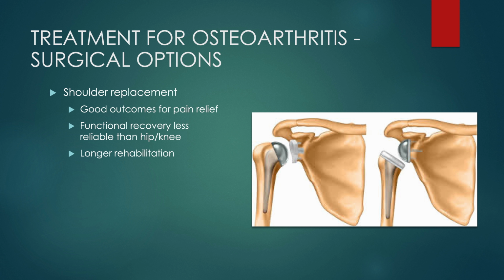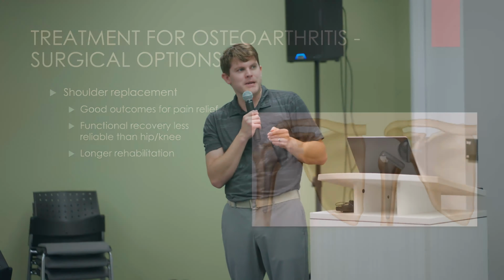On the right side is what we call a reverse replacement, where they actually put the ball into the socket and just have the shoulder hanging free, supported by muscles there. It depends on the specific form of arthritis you have. Depends on things like your rotator cuff health, and it has implications. Usually, the reverse shoulder replacement is less functional. So it depends what you need the replacement for and what you're hoping to get from the surgery.